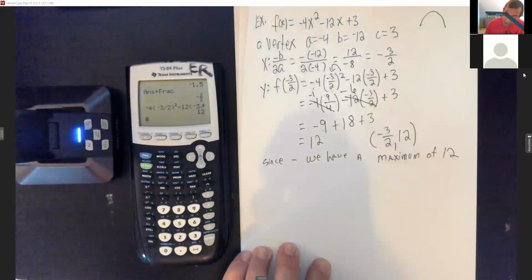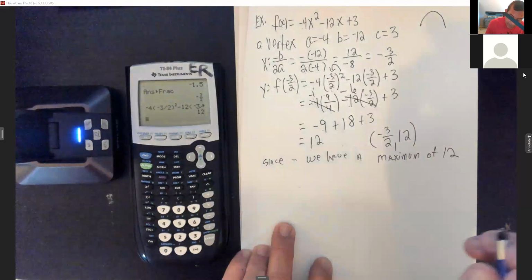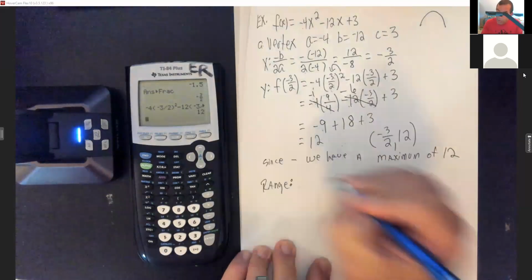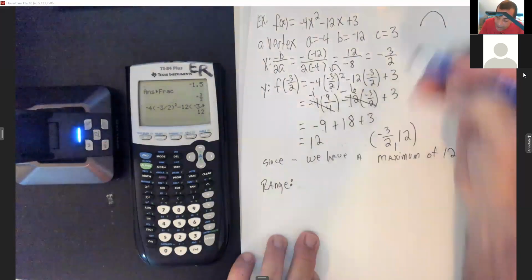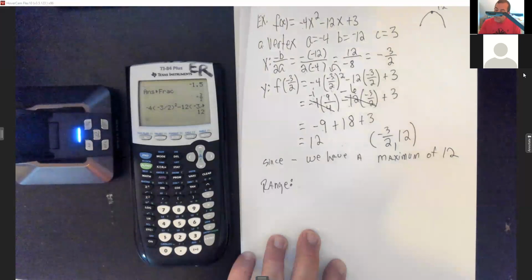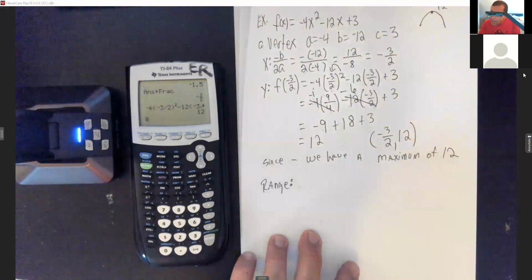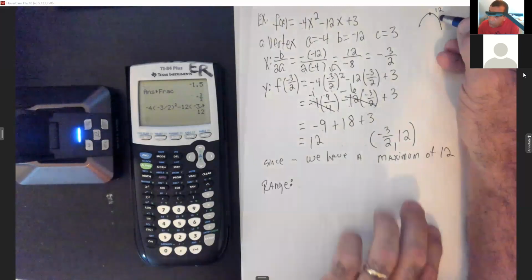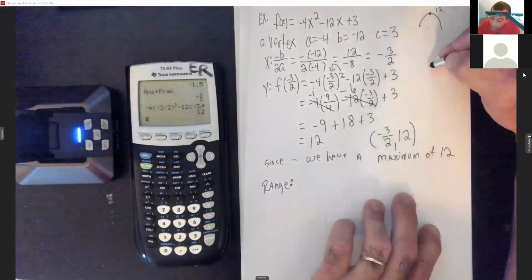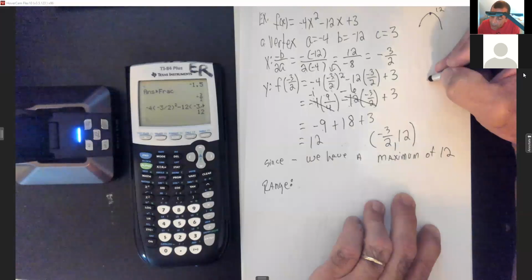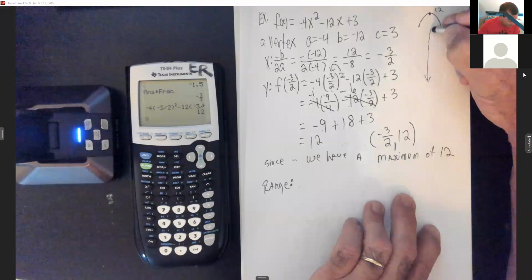The range. Range is the y values. Well, right here we said this maximum was 12 on the y-axis. So if 12 is the maximum it can be on the y-axis, the range is looking at all the possible y values. Well, they're starting way down here and they head up until they hit that 12.